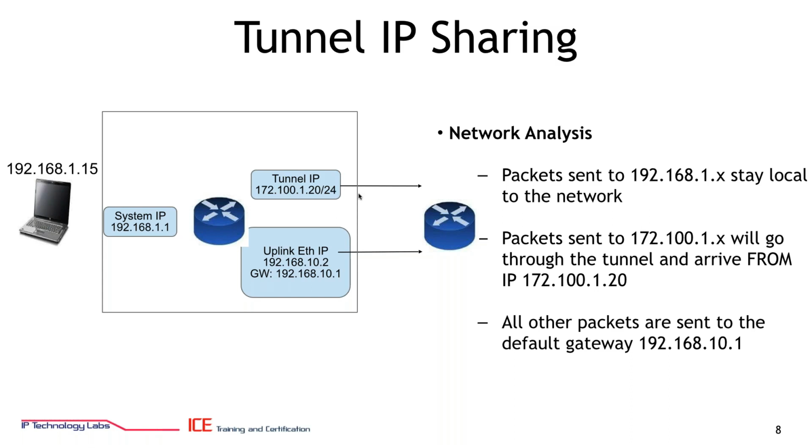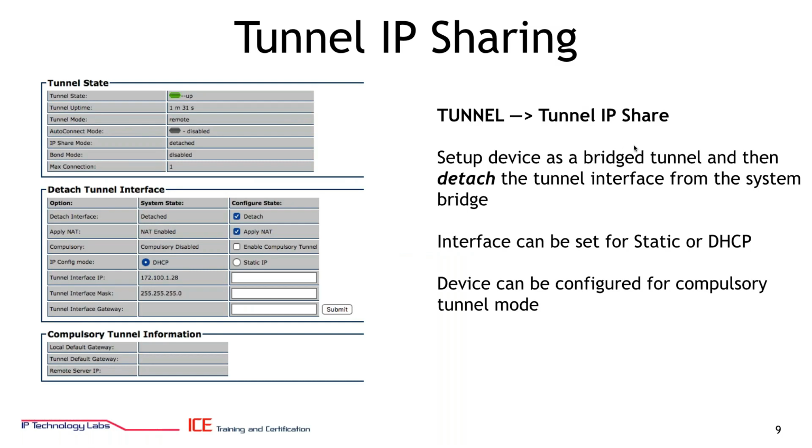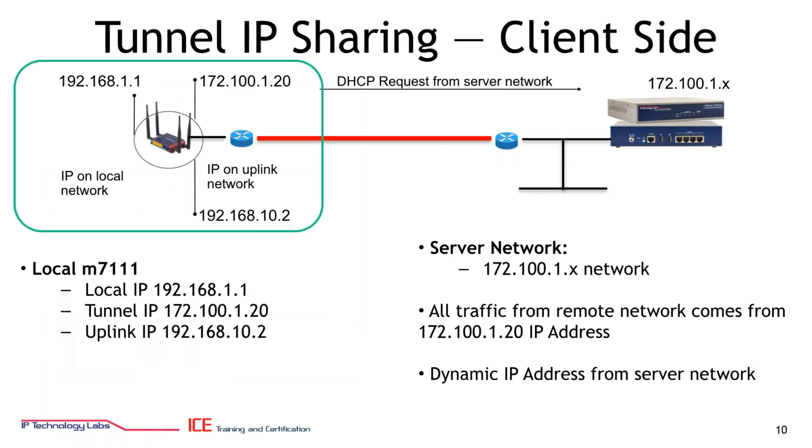Your server side IpTL device is set up in a bridge mode. Everything that it sees looks like local traffic, even though it's really coming from a network 192.168.1.15. To set up IP sharing, you set up a standard bridge tunnel, just like we would any other bridge tunnel. And then there's an IP sharing page. We detach, we apply NAT. We can set it for DHCP, or we can set a static IP address, and it'll send its DHCP request through the tunnel and apply that to the IP address or to its interface.